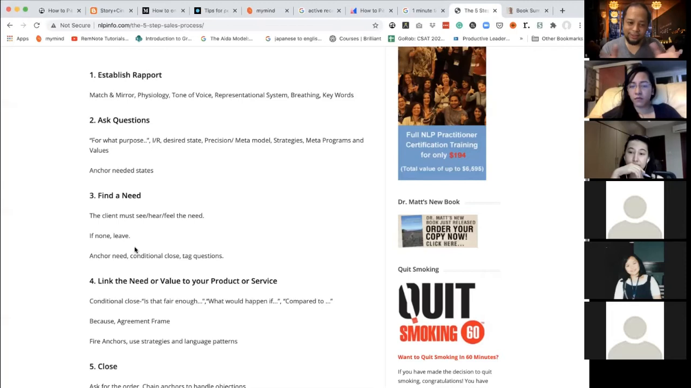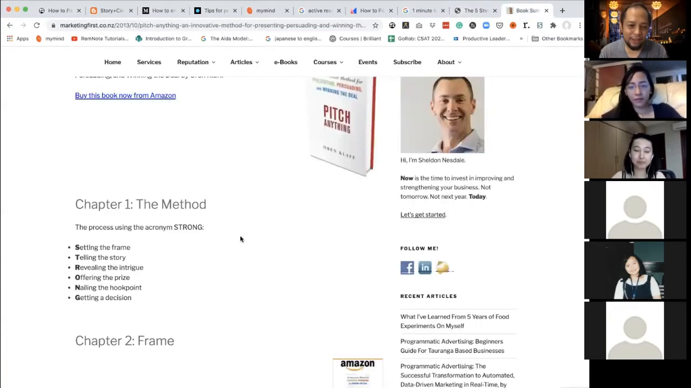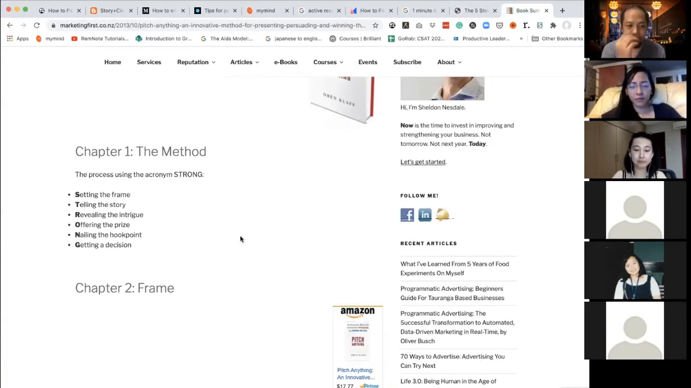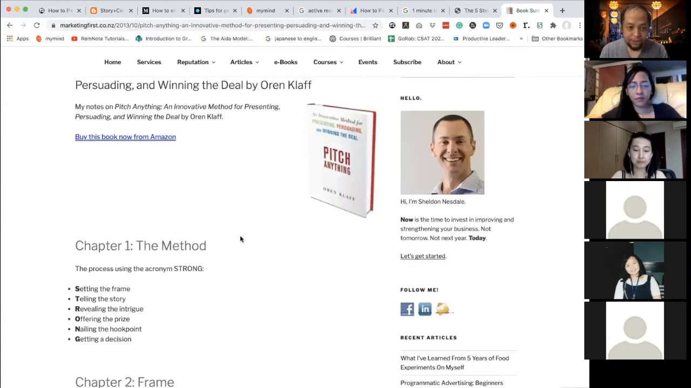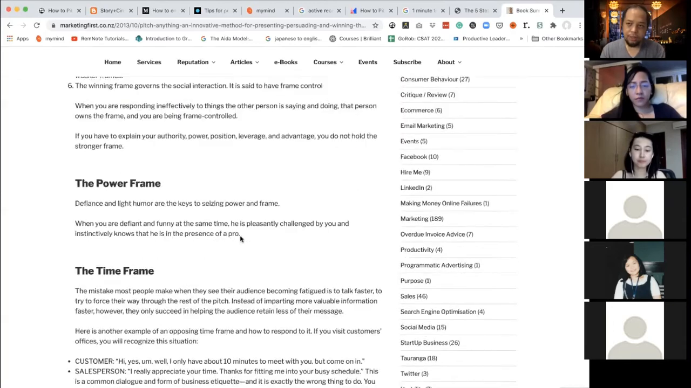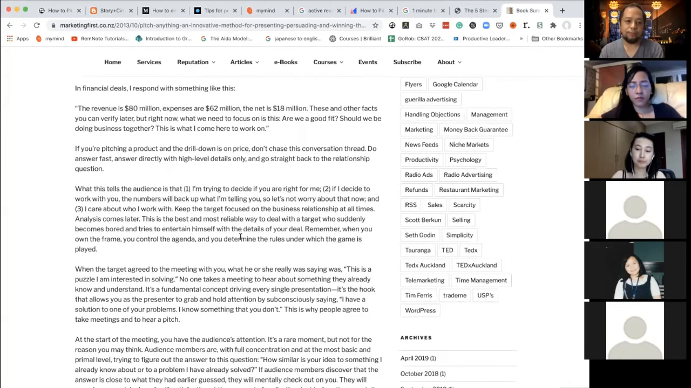Okay? So, and then, ano ba ginagawa mo? Ba't hindi ka pumunta dito? So, yun yung the way we frame the concept of controlling the frame. And ito similar lang din to when I was reading Pitch Anything from Oren Klaff. Again, the key point is framing the discussion.